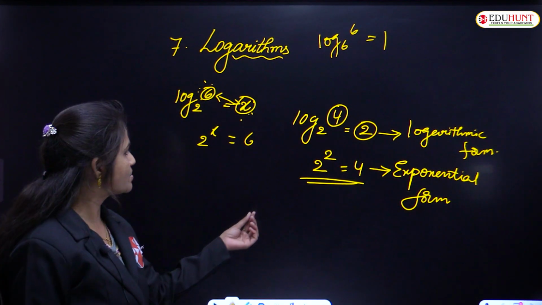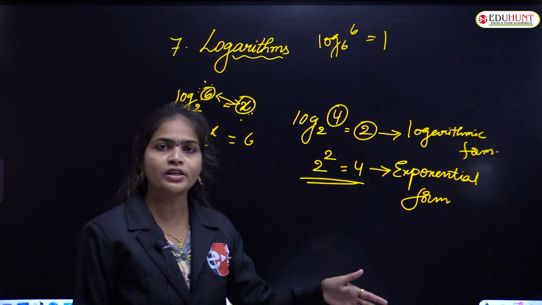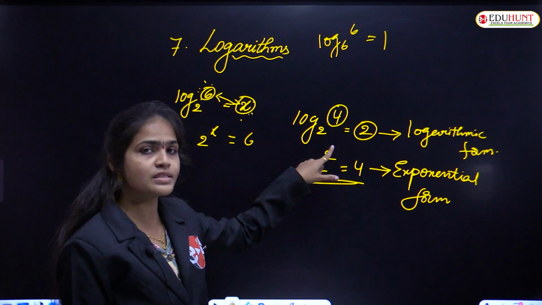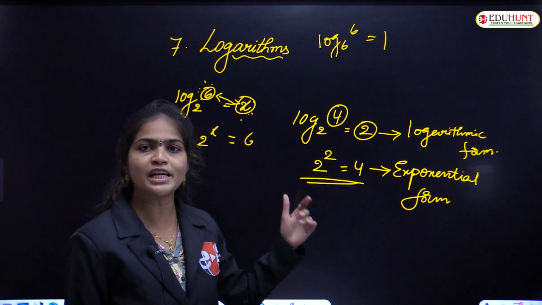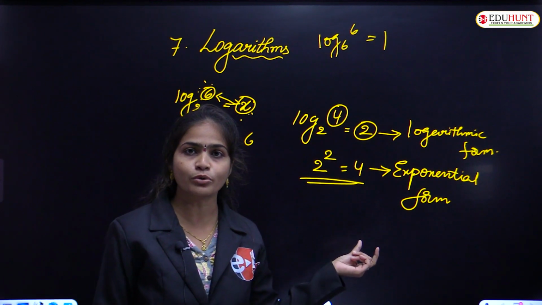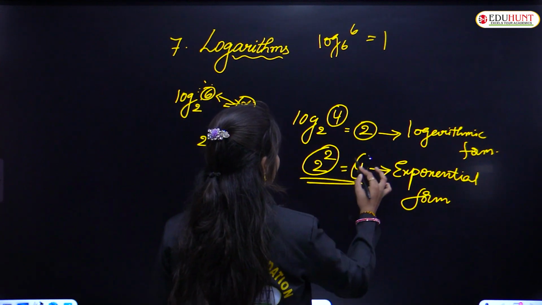Just observe that exponential form value, is it correct or not? In exponential form we can easily say whether it is correct or not. Why? Because here 2 square is there. 2 square means 2 is multiplied by itself 2 times. What is the value of 2 multiplied by itself 2 times? 4 only, we will get. So 2 square is equal to 4.